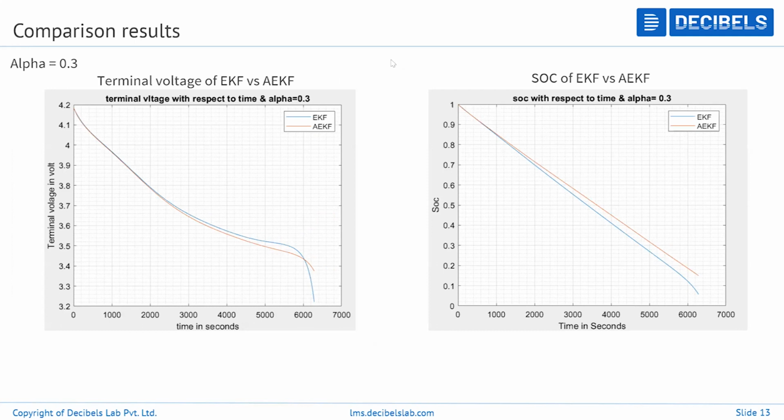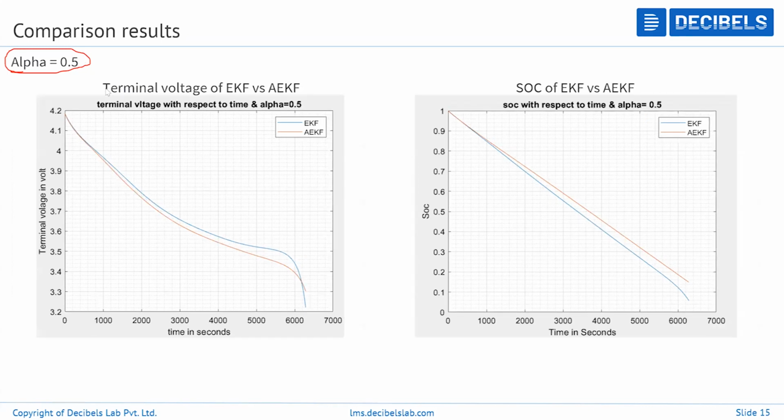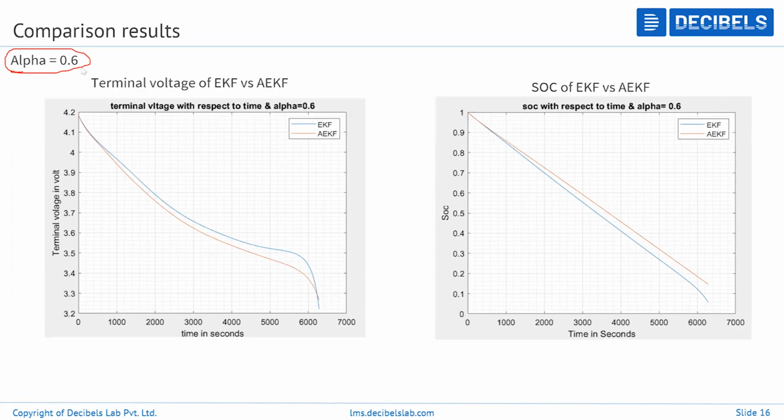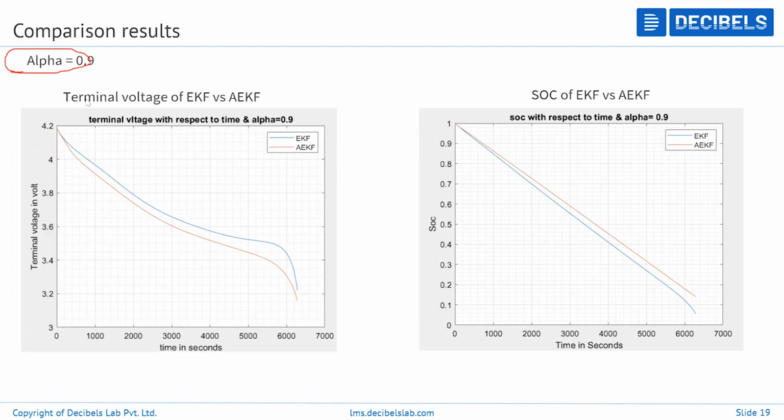If I consider the alpha like 0.3, and 0.4, 0.5, 0.6, 0.7, 0.8, 0.9. Okay, so as I go on increasing to 0.9, the deviation between, okay, let's forget about this SOC. If you only consider the terminal voltage graph, the deviation between the two graphs is going to increase.